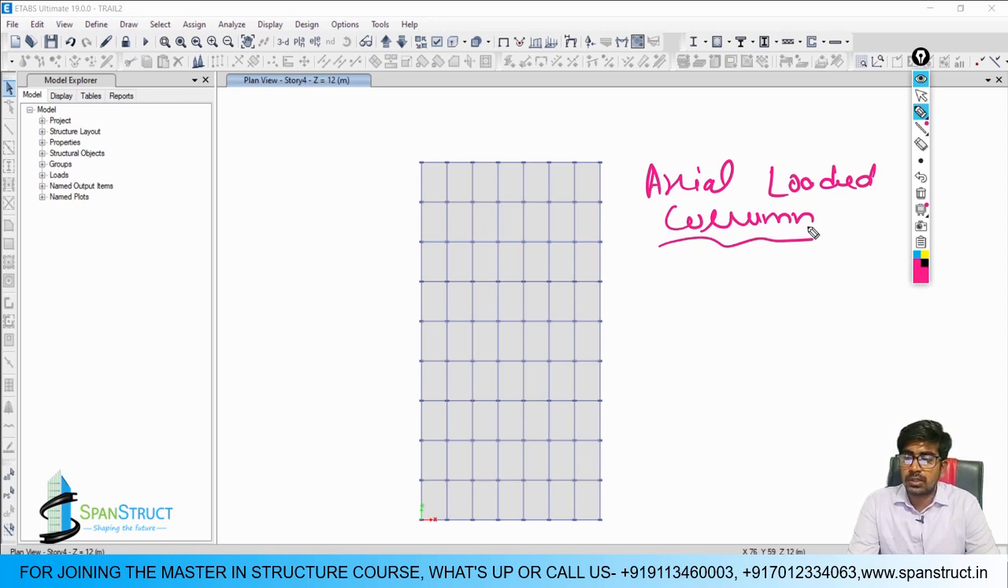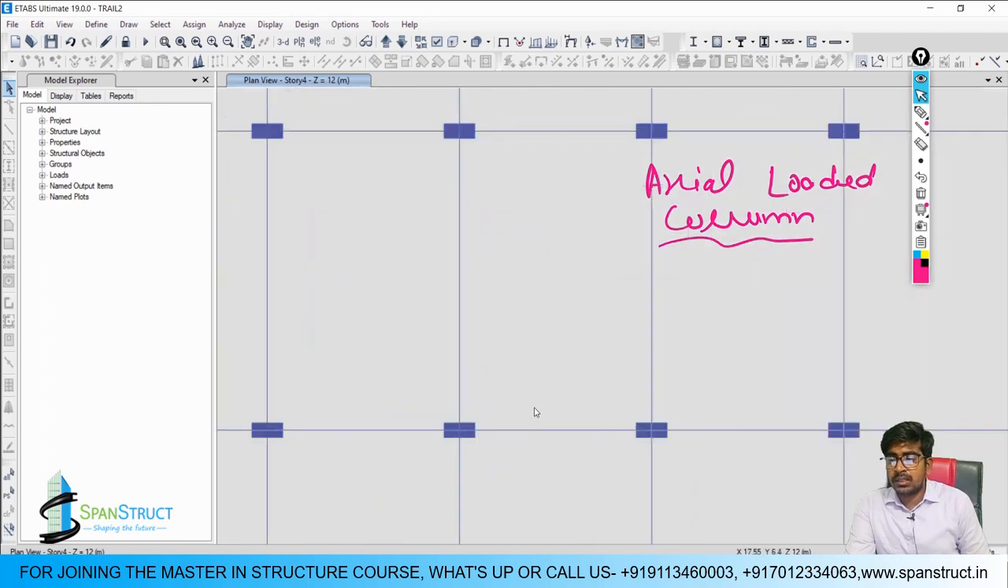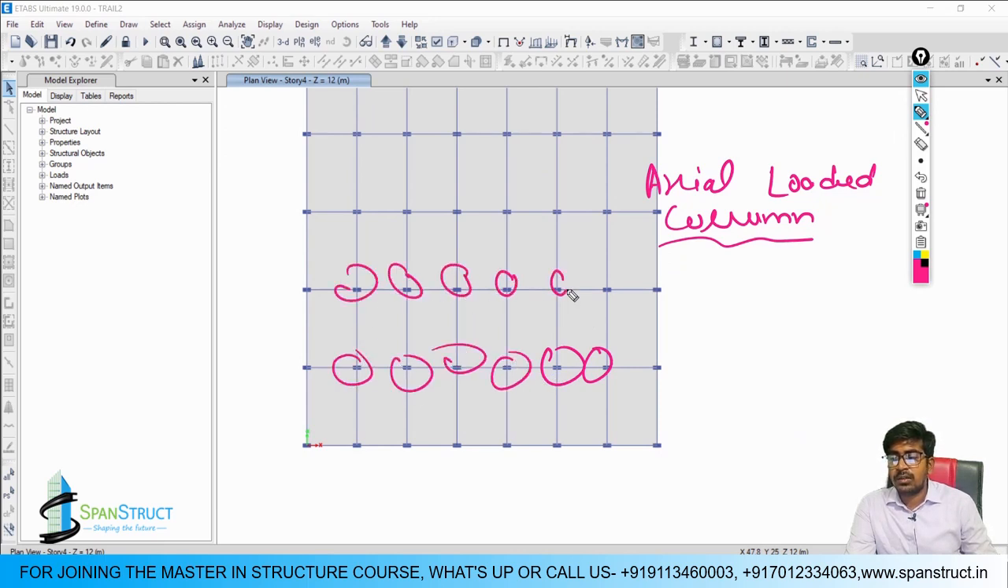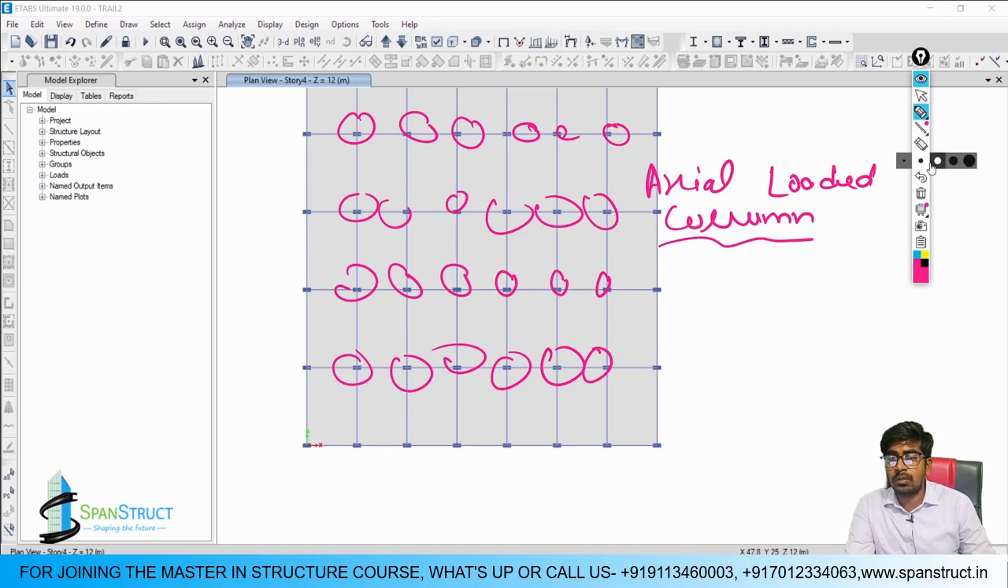So here what we will see, if we just go and see this, all the columns like this, all the columns which I am mentioning here, we can count as axial loaded columns. These are all the columns. Why am I telling you these are all axial loaded columns?